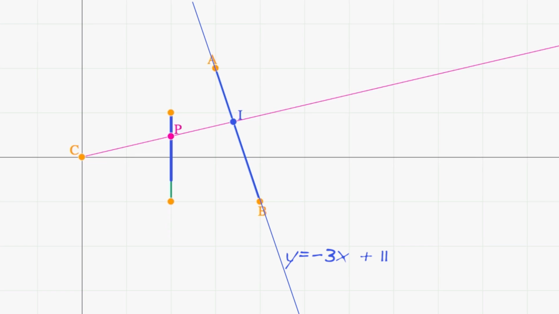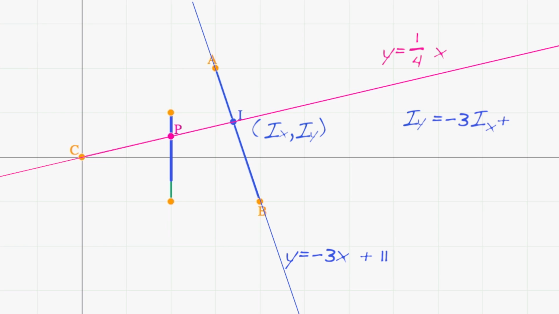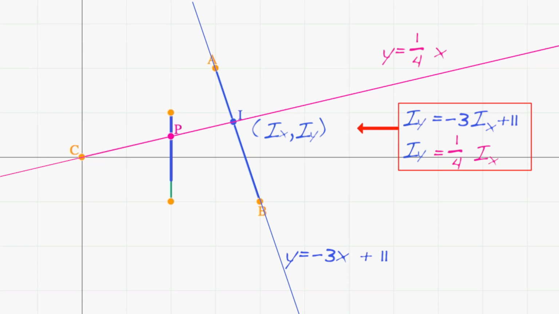Similarly, if I pick P to have coordinates (2, 1/2), then the slope-intercept form of the ray CP is y equals 1/4 x. The point I we're looking for is on both of these lines. So if I sub x and I sub y represent the coordinates of I, then I sub y equals -3 I sub x plus 11 because I lies on AB. And I sub y equals 1/4 I sub x because I lies on the ray CP. Solving these two equations for the two unknowns gives us the coordinates I sub x and I sub y.